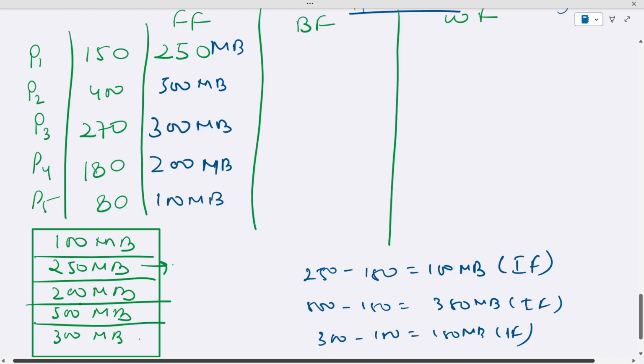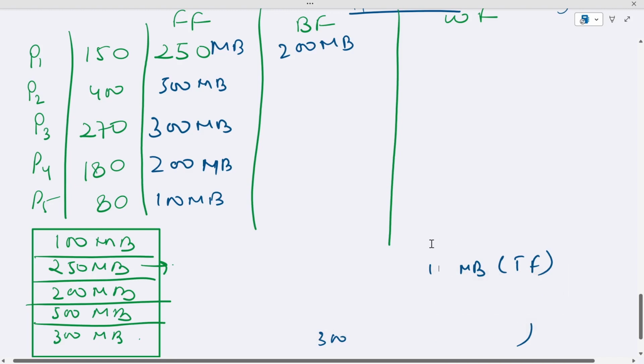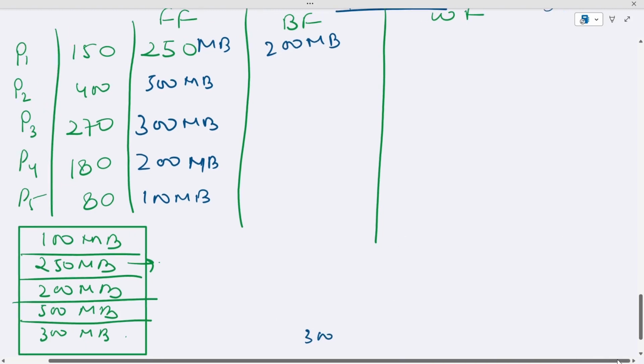Now we have one block with 200 MB of space. So 200 minus 150, you get 50 MB of internal fragmentation. Whichever block has less internal fragmentation, we provide that space to that particular process. So 200 MB goes to P1. I hope you understand how we allocate this space. Okay, let's remove this for the next process.